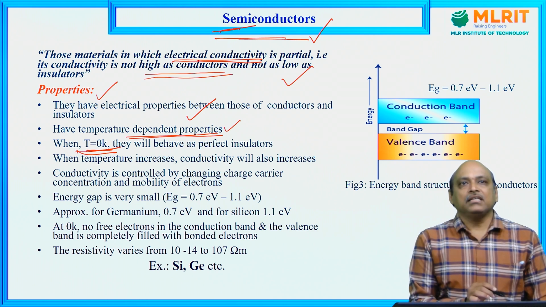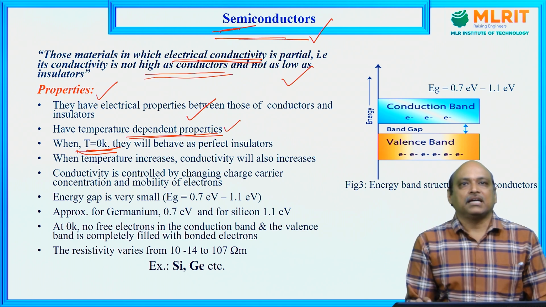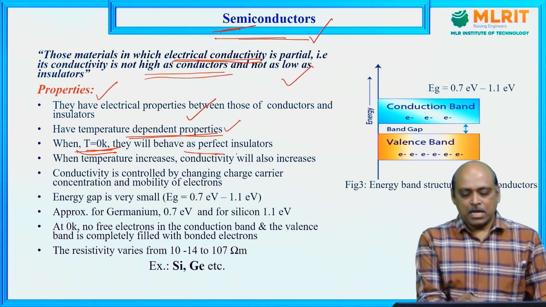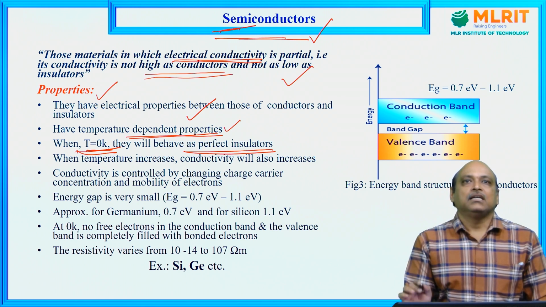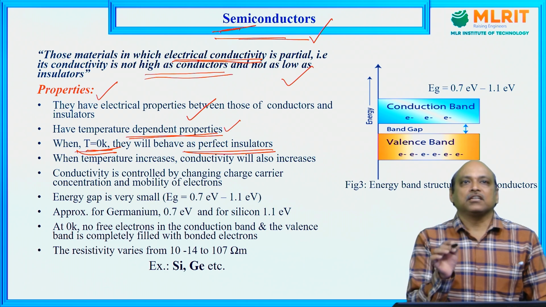Then all the electrons that are there in that semiconductor are called bonded electrons only when temperature is 0. That's why the semiconductor is going to behave as a perfect insulator. No more is it called a semiconductor. We are calling that material here an insulator. That is because of the temperature.